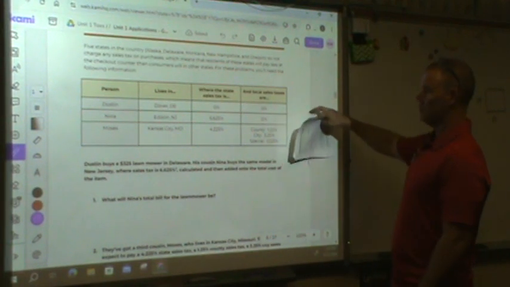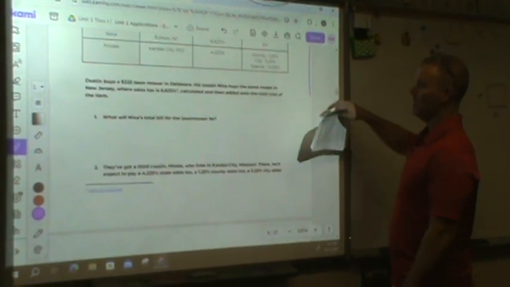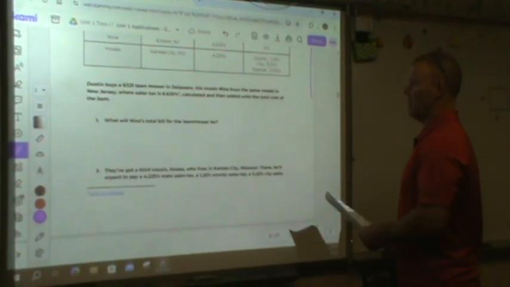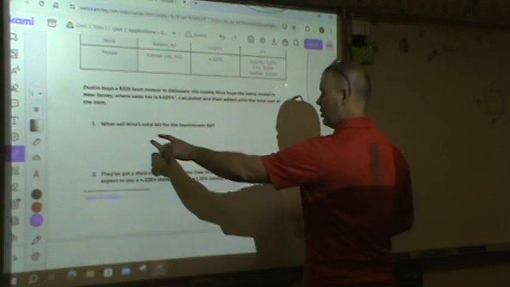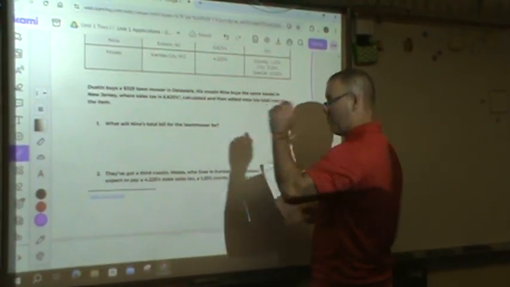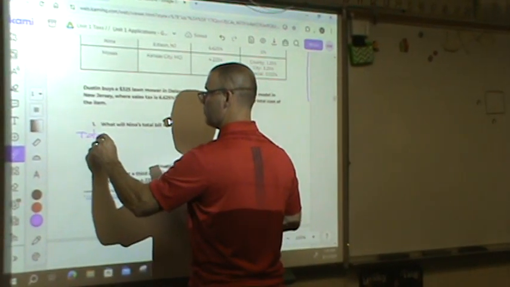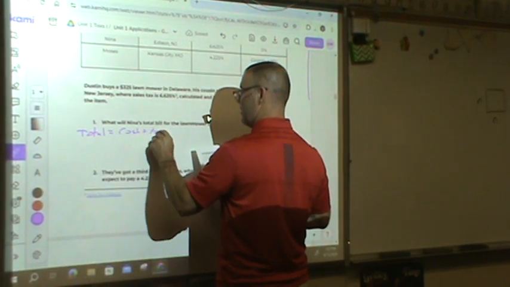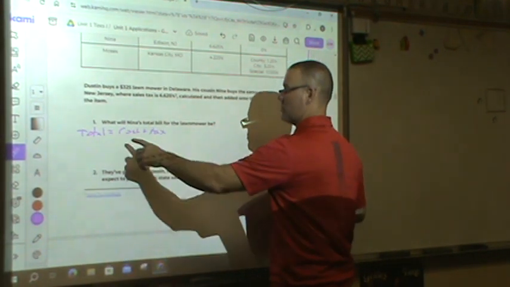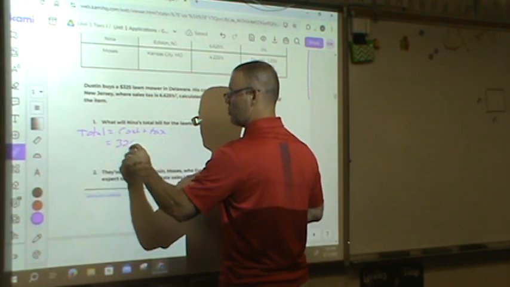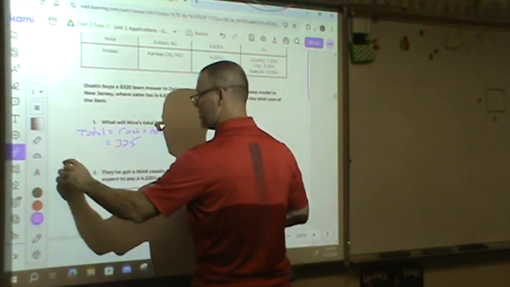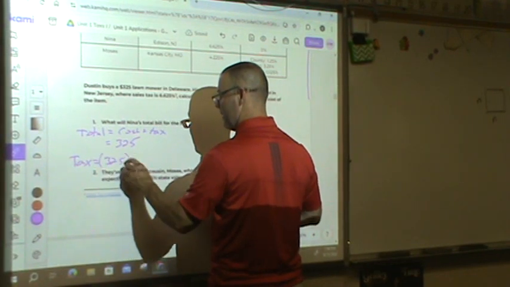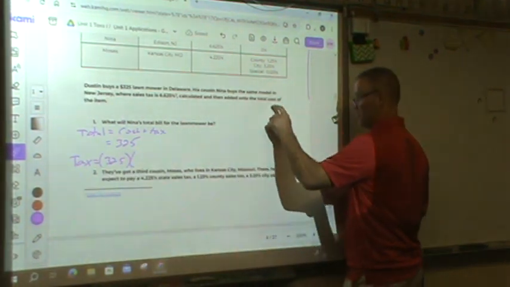First question was asked, which says, Dustin buys a lawnmower for $350 in Delaware. His cousin Nina buys the same model in Jersey. What is her total bill for the lawnmower? Well, remember, the total is going to be equal to cost plus the tax that you pay. So the cost was equal to $325, but the tax that we had to pay was equal to 325 times what? This is where we said do some doodles.